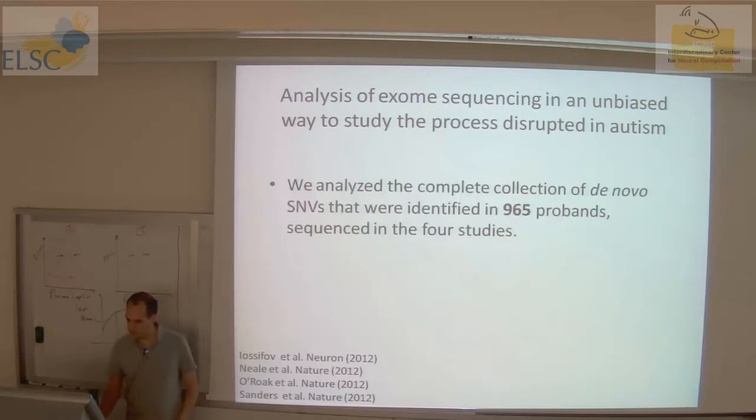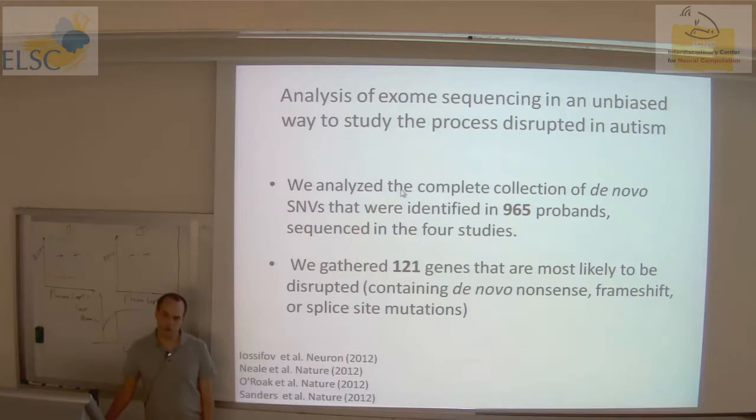From those four studies, we took all the data. It includes 965 cases with autism. In those 965 cases, there were 121 genes with de novo mutations that disrupt the gene, or most likely disrupt the protein. If you look at those genes, you see something different than previously reported. As I said, most of the studies until now concentrated on synaptic genes. What you're going to see now is that most of the de novo mutations in this unbiased screen are actually in transcription regulators, which are expressed during development and not in the adult brain.